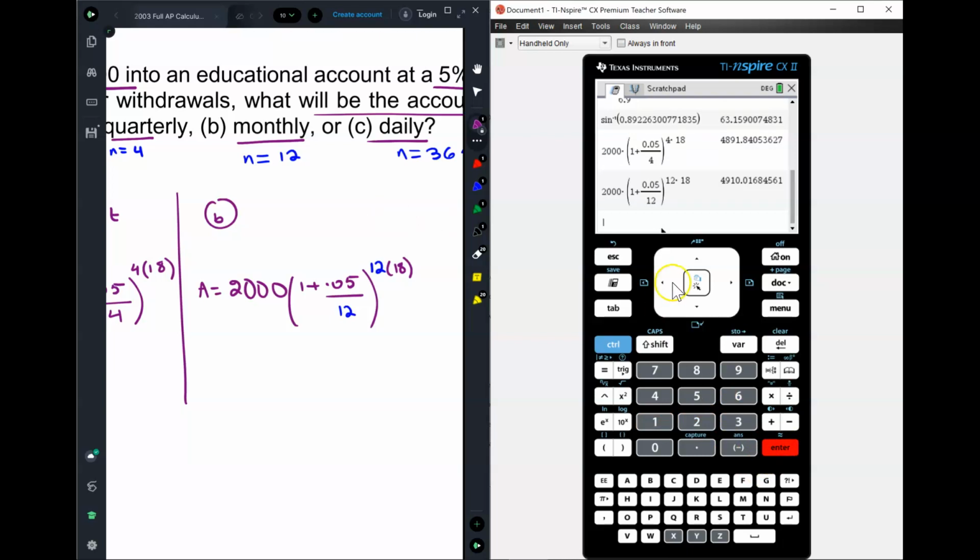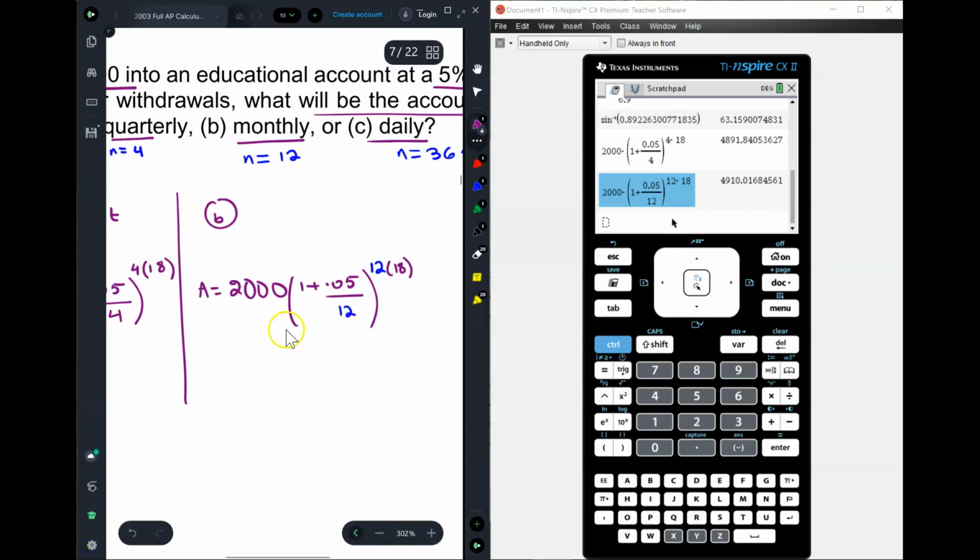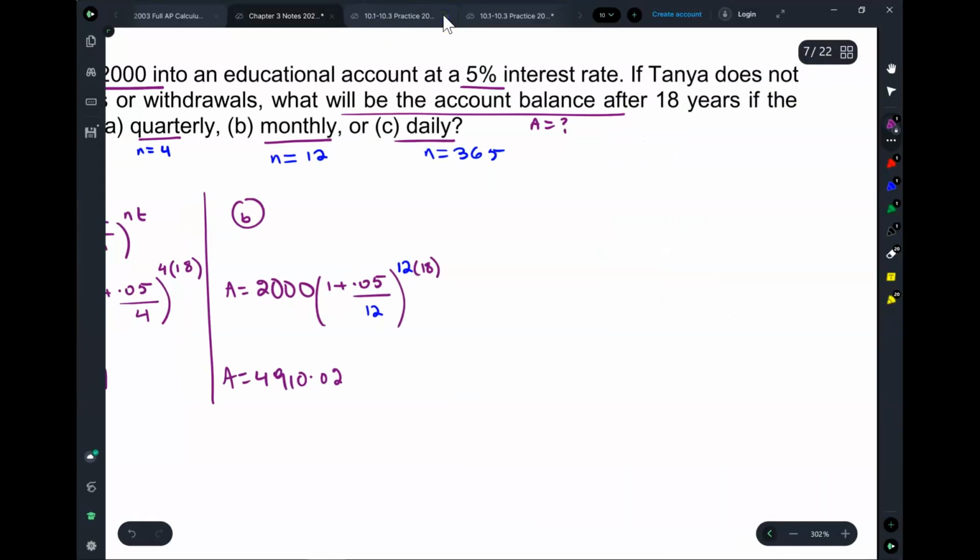Yeah, so you should get this. So you're going to go press up once, twice. Once you highlight that, you press enter. It would give you how much? $4,910 and how many cents? And 2 cents. Good. Okay, so we're on to something.